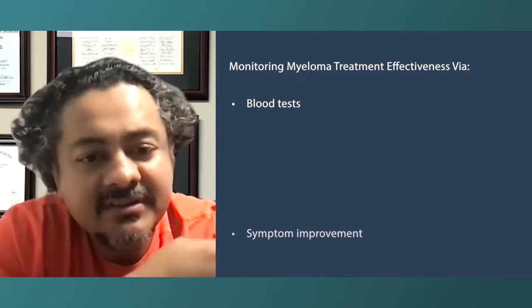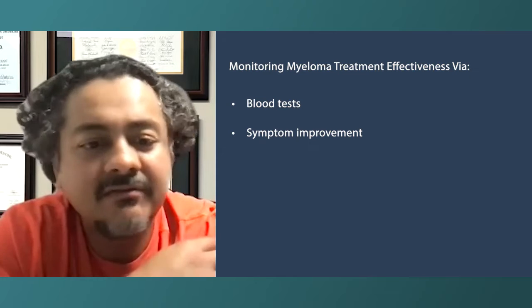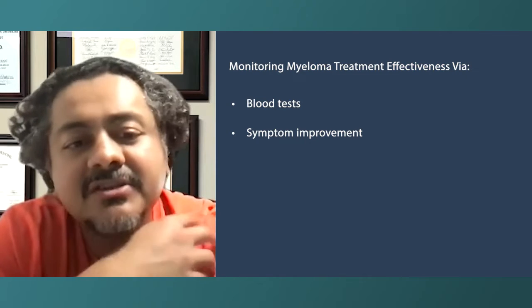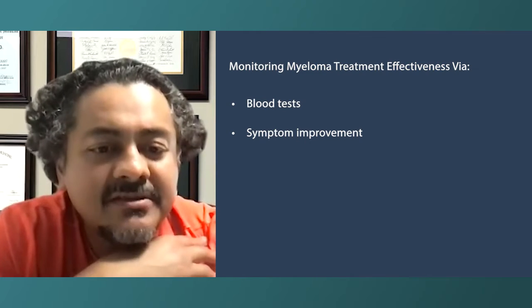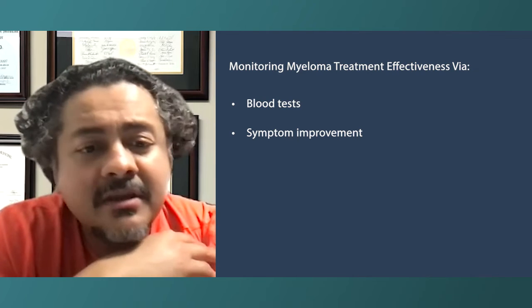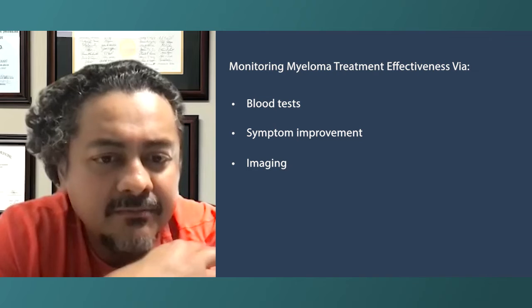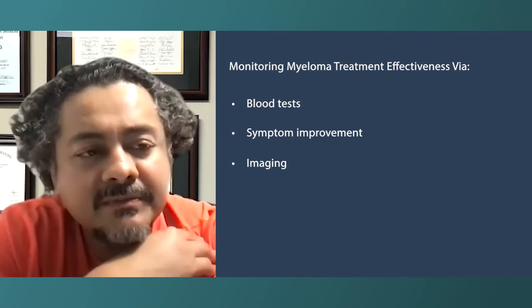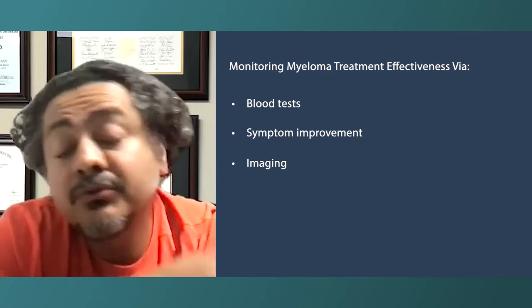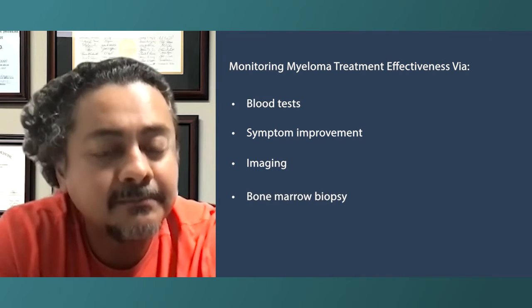The second obviously important thing is if someone has symptoms, if they have kidney damage, if they have bone pain, all of those things start improving as you're getting treatment. And then, in some patients, we're also looking at imaging like PET-CT scans at certain time points. And at some point, we do also look at the bone marrow biopsies to see what's really going on in the factory.